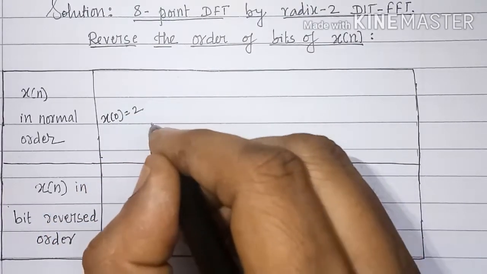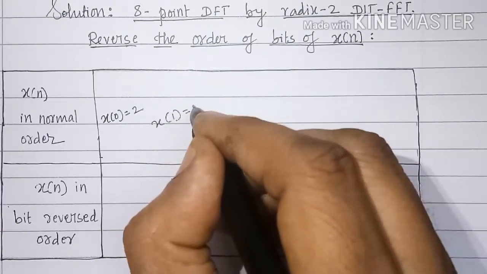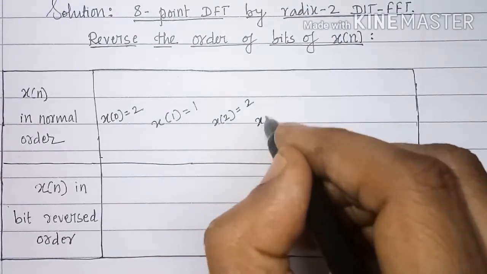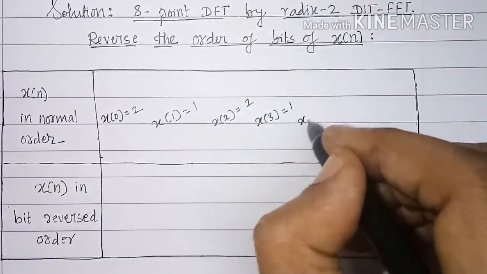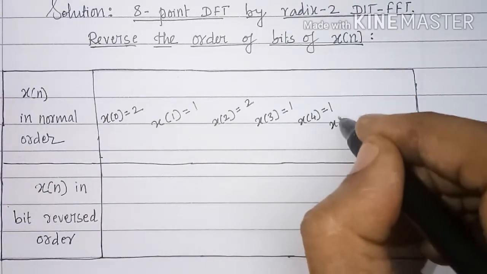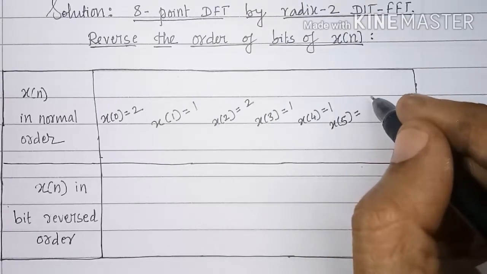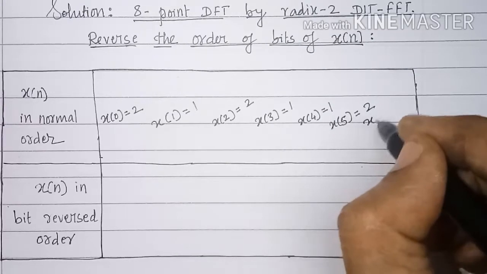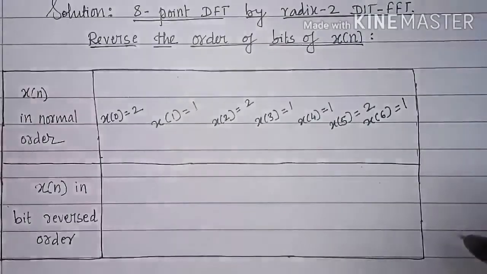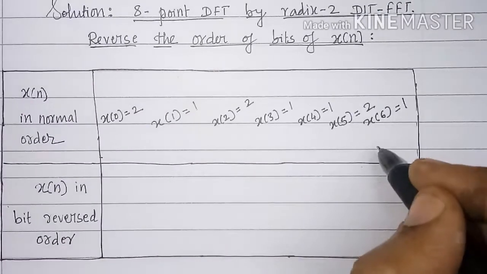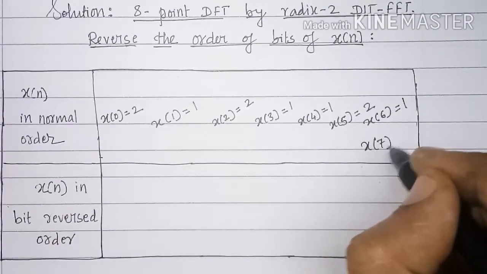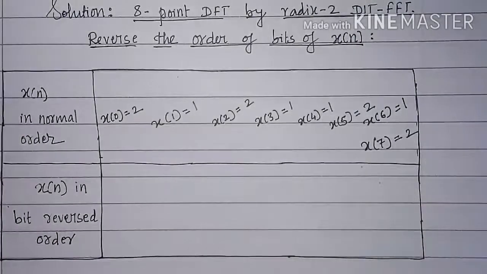x of 0 equal to 2, x of 1 equal to 1, x of 2 equal to 2, x of 3 equal to 1, x of 4 equal to 1, x of 5 equal to 2, x of 6 equal to 1, x of 7 equal to 2.